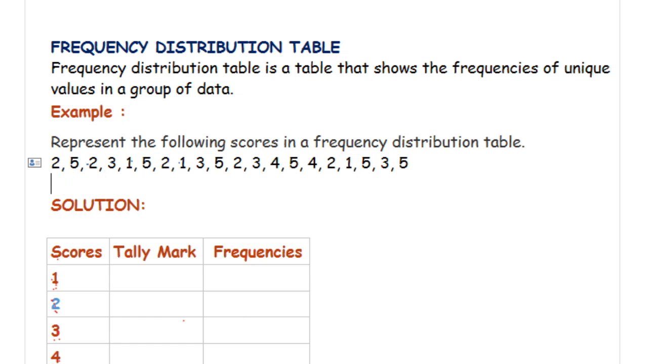Let's look at the number of times 2 occurs in this group of data. So let's count 1, 2, 3, 4, and 5. So 2 is repeated 5 times, or you can say that 2 has a frequency of 5. So that's what the frequency distribution table is all about. It shows you the frequencies of various values in a group of data.